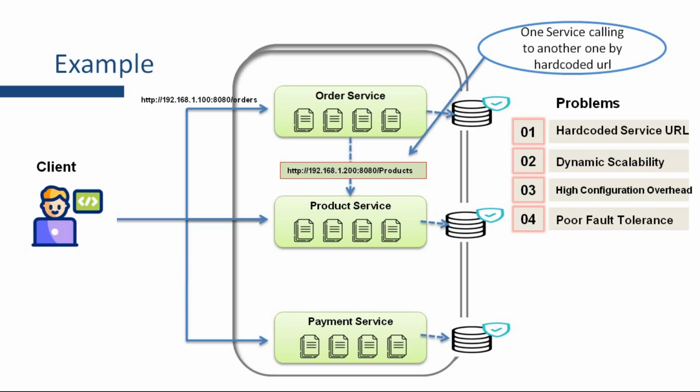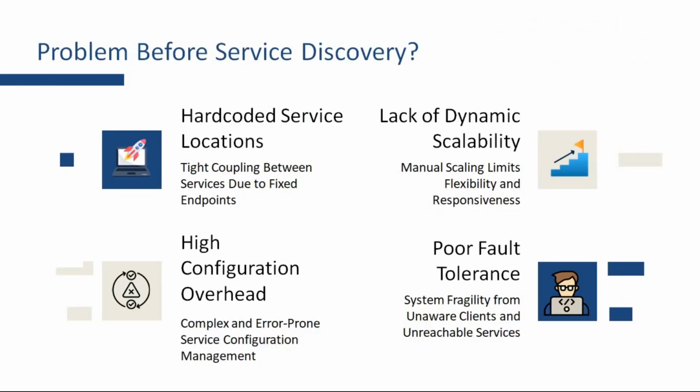In short, this architecture lacks flexibility and it increases complexity as the number of services grows. That's why we often introduce tools like API gateways or service discovery mechanisms to decouple services and make communication dynamic and manageable.